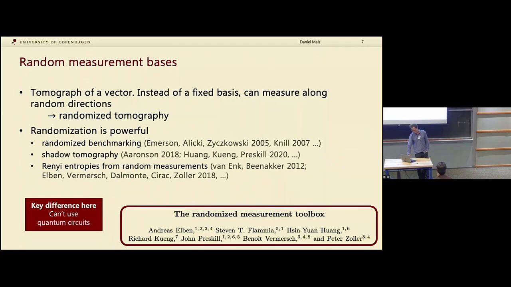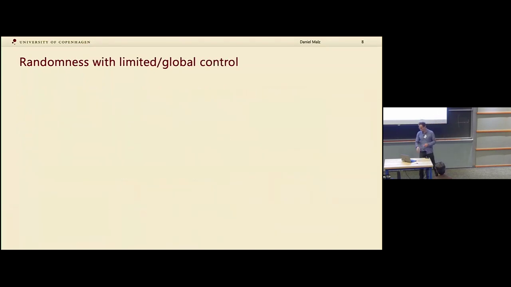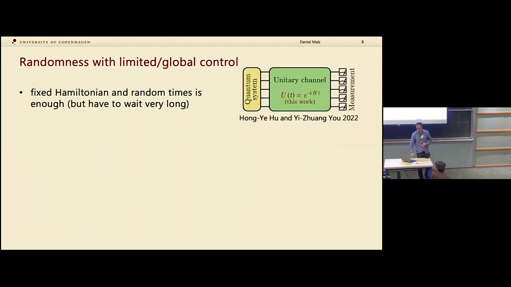But the key difference here is we can't use circuits, so we can't use general uniform randomness. Instead, we have a very specific simulator with very specific time evolution, and we just heard earlier from Robert Huang that it's not so easy to get really random unitaries from just Hamiltonian dynamics. So you have to be a little bit more creative. People have also thought about this. So how can you get randomness with limited or just global control?